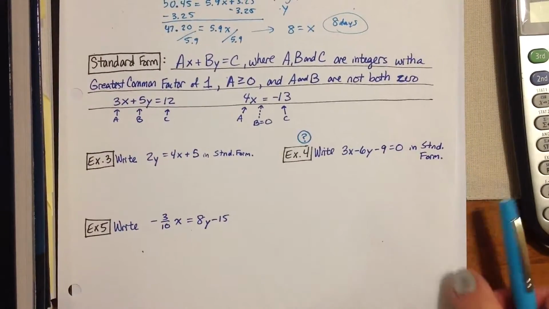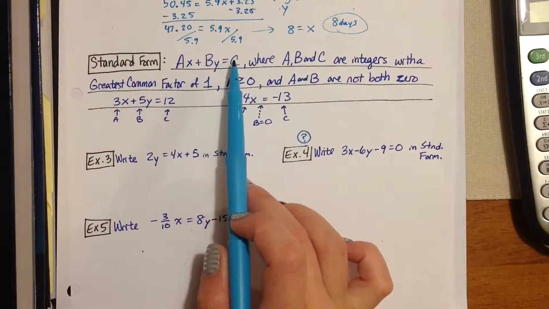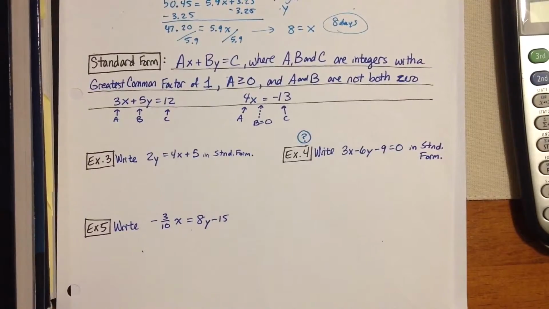So standard form, this is our definition here. It's ax plus by equals c, where a, b, and c are integers.